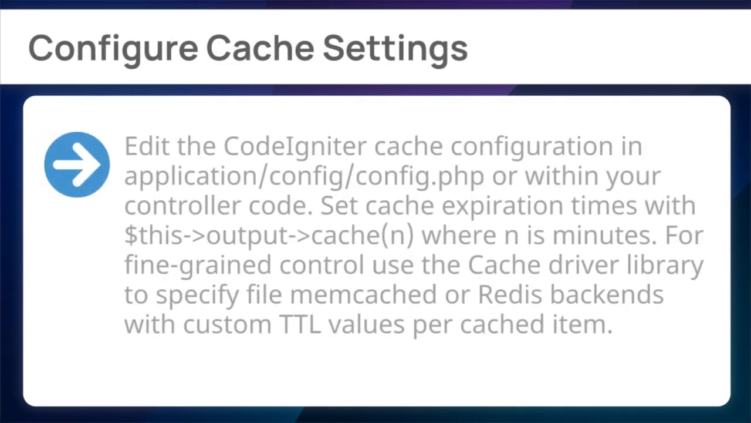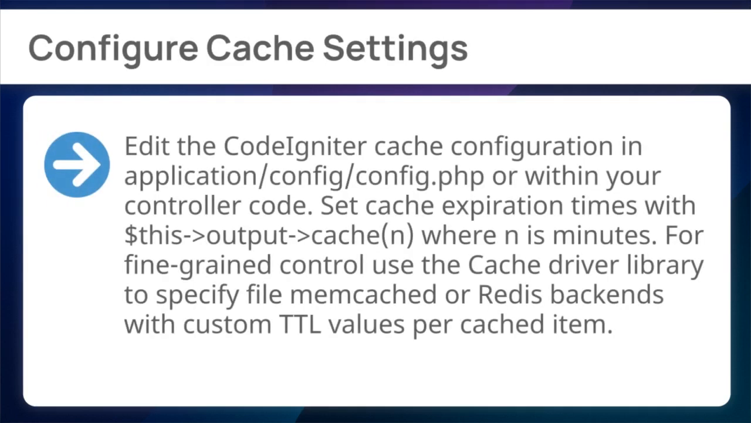Finally, configure cache settings. Edit the CodeIgniter cache configuration in application/config/*.php, or within your controller code. Set cache expiration times with this output->cache(n), where n is minutes. For fine-grained control, use the cache driver library to specify file, memcached, or Redis backends, with custom TTL values per cached item.